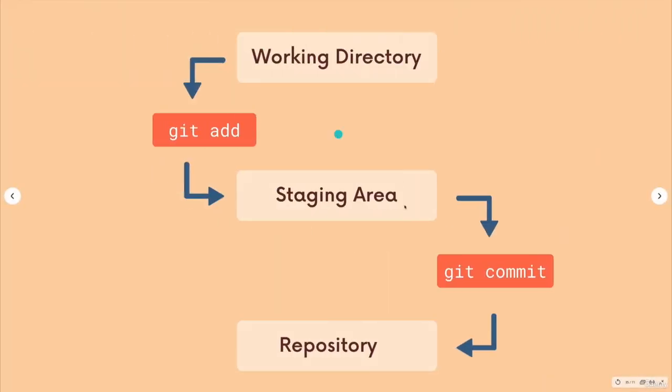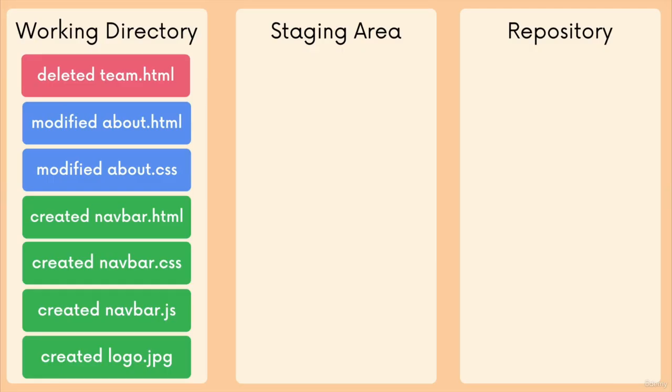And then there's this intermediate thing, this zone, again, not a physical location, the staging area. This is where we add our changes before we make a commit. So here's another flavor of diagram. We have those 3 terms: working directory, staging area, and repository. On the left side, in the working directory, you can see a bunch of changes that I've made. So hypothetically, I've been working for a while.